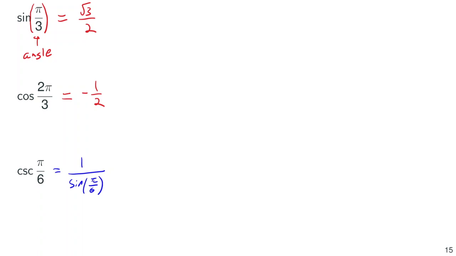So let's find sine of pi over 6, then we can do 1 over the number. Sine of pi over 6 is half. So then we have 1 divided by a half, and dividing by a fraction is the same thing as multiplying by its reciprocal. So we do this, and we get 2. So cosecant of pi over 6 is 2.